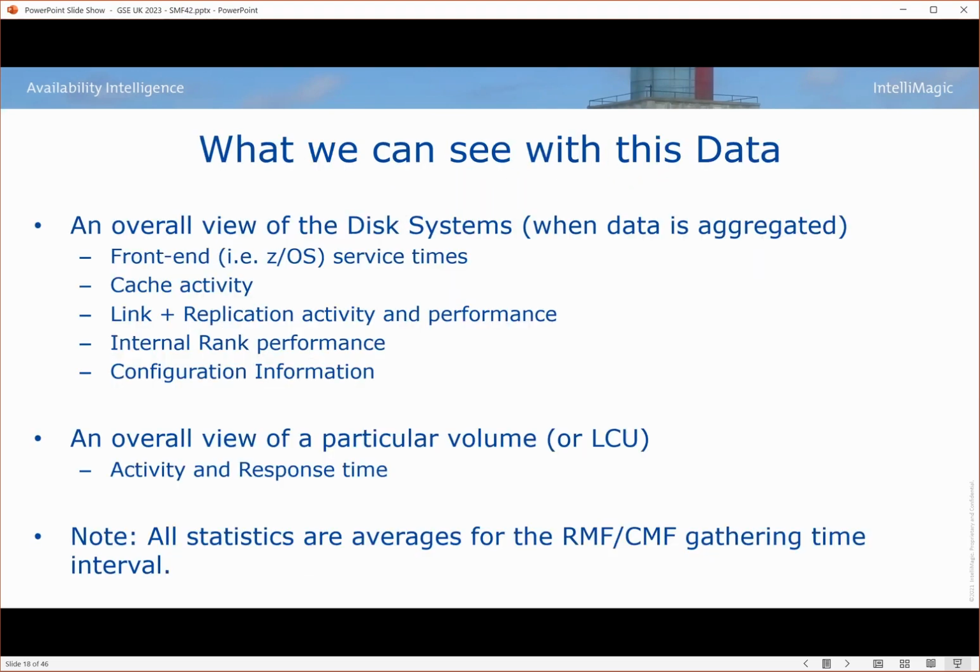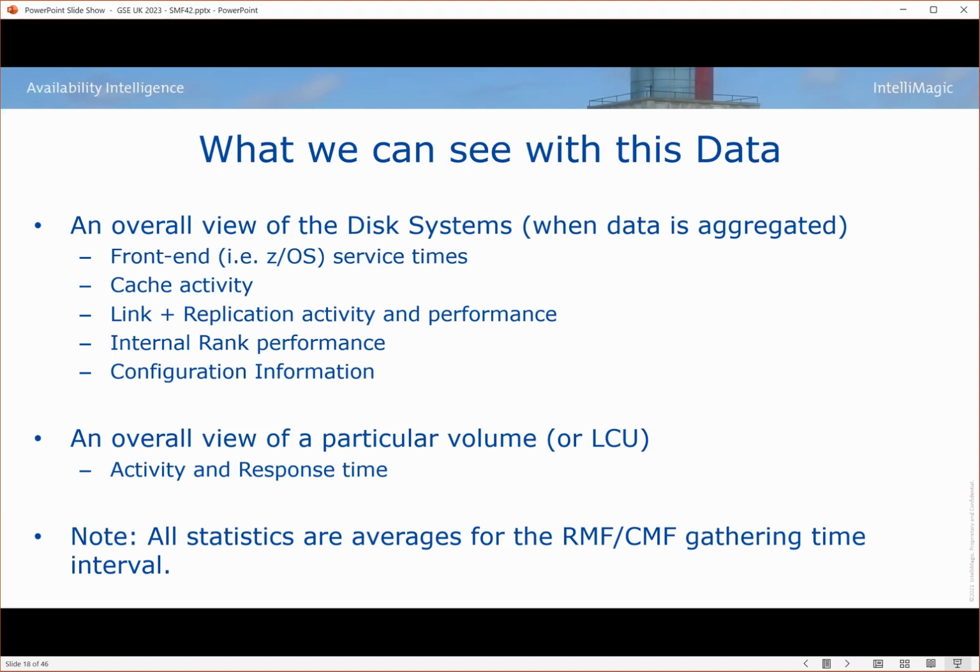Okay, so what can we see with our classic RMF, CMF data? We see an overall view of the disk system. Sometimes we have to aggregate the data. By that, I mean some of the data is collected at an LPAR level. Some is collected at a disk hardware level. So you have to be aware whether you need to add the data together from the LPARs or it's sufficient just to get it out of the box, so to speak. So we see things like front-end service times, cache, link, configuration information, RAID stuff at the disk system level.